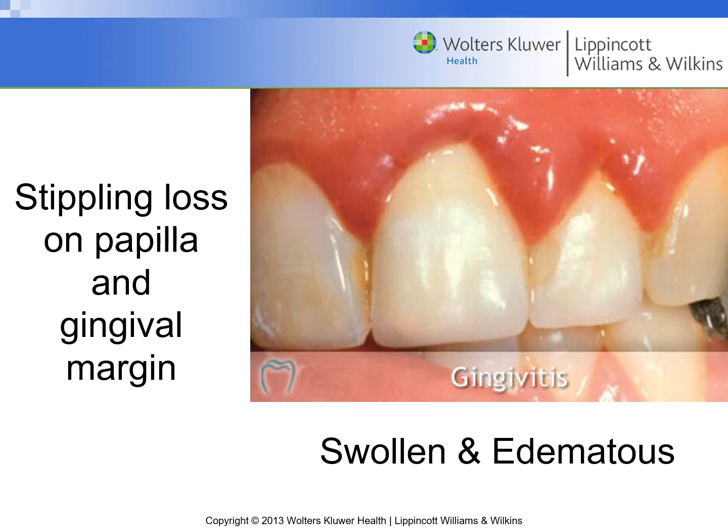So stippling loss on papilla and gingival margin. You can see how here's the stippling up here and over here, and it should be down on this only, not on the free gingiva, but all the way coming down here. It should be on that stippling. This would be gingivitis. It's swollen, it's edematous, and that's just what gingivitis could look like.